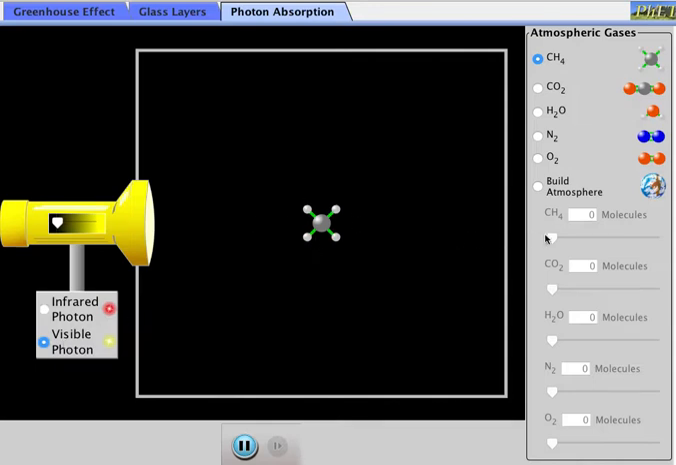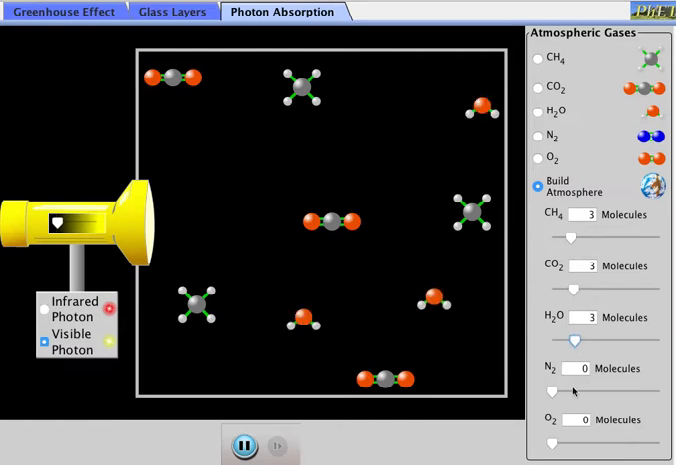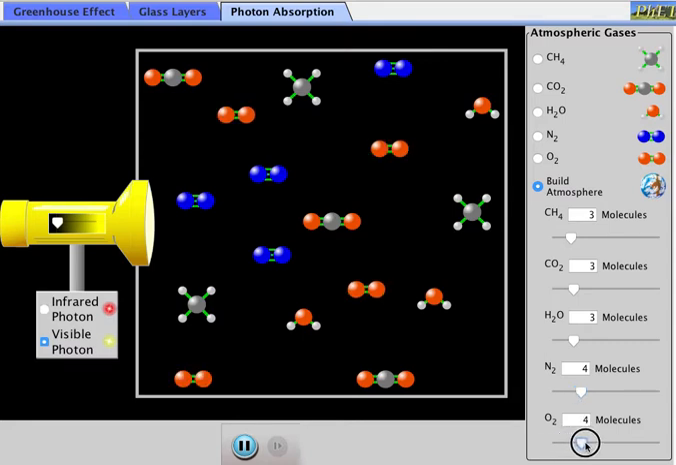I have methane. CH4 has this shape. I'm going to add carbon dioxide. There's its molecular arrangement, CO2, water molecules, nitrogen or N2 molecules, the majority gas of our atmosphere, and then oxygen molecules, O2, about 22% of our atmosphere.